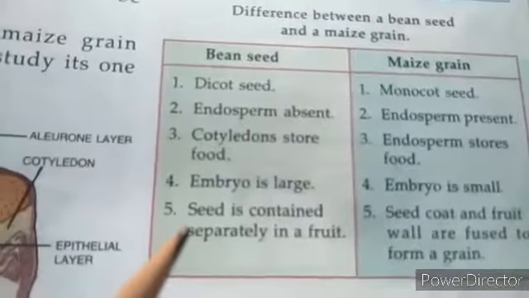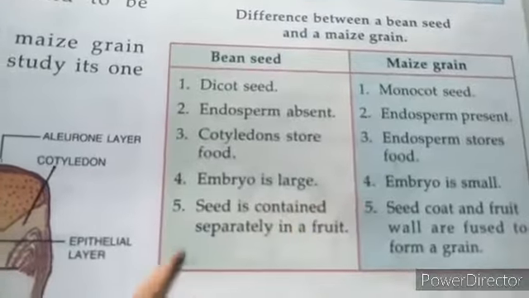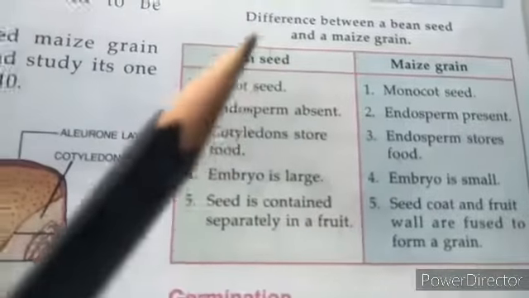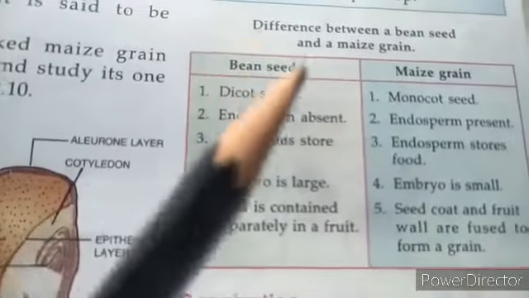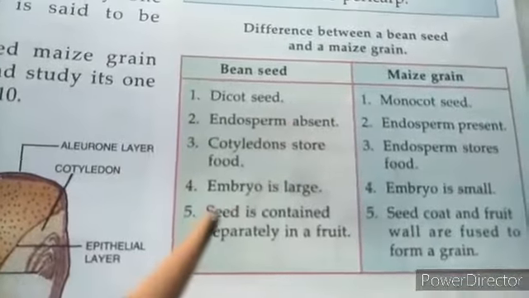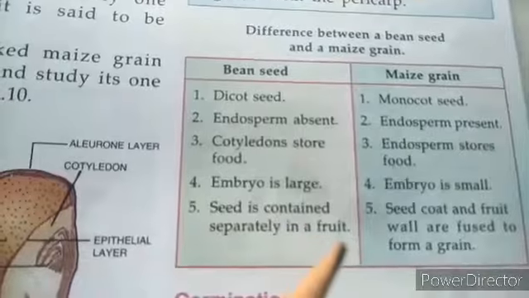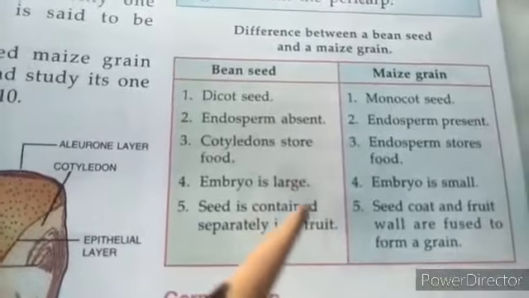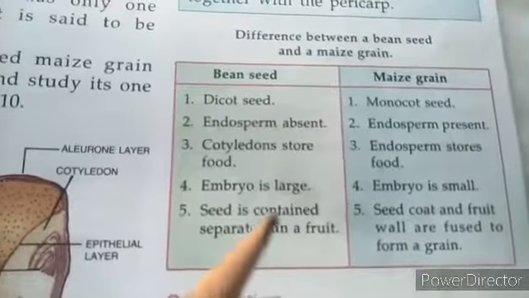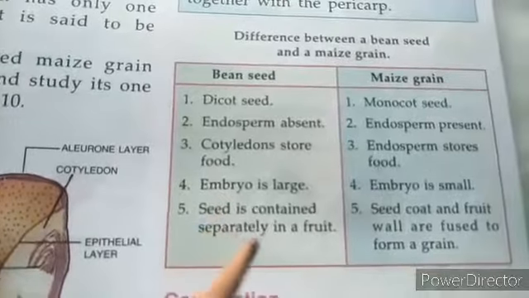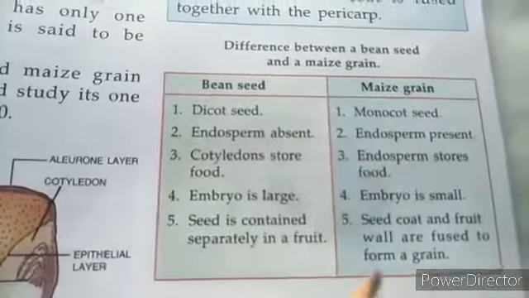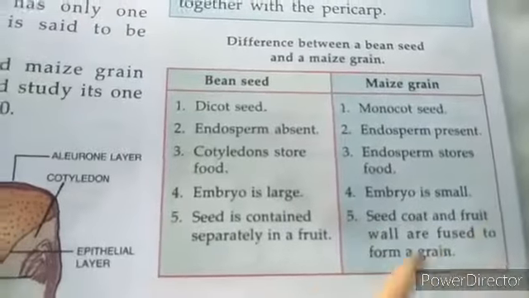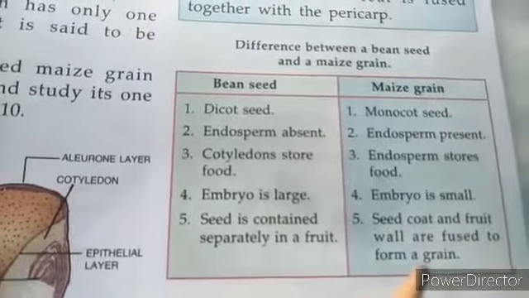Last one here: the seed is contained separately in a fruit. So when we cut this fruit in a dicot, we find that the seed is separately kept there. But when we look into the monocot, we find the seed coat and the fruit wall are fused to form a grain.